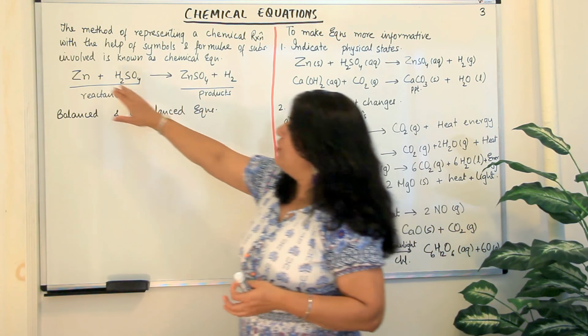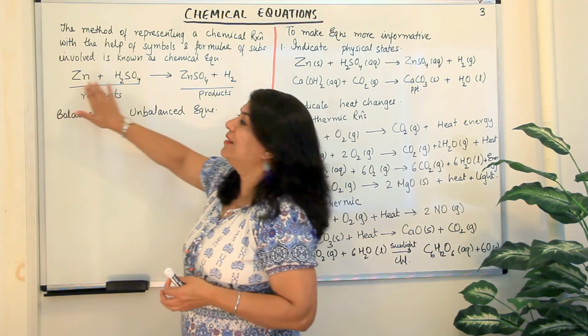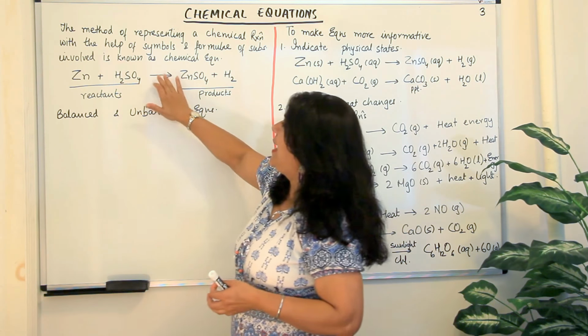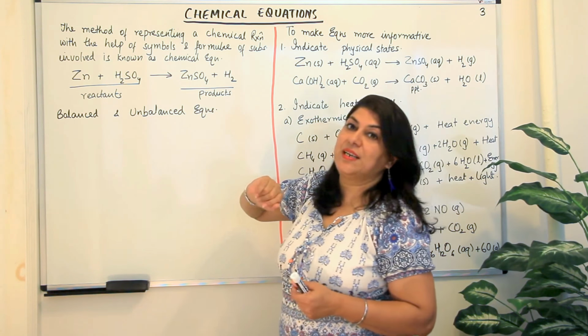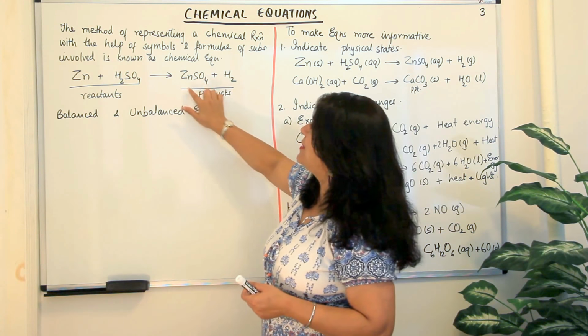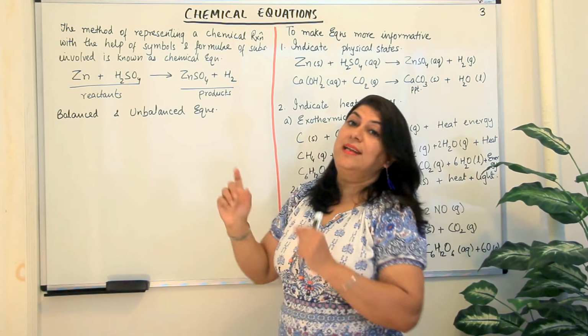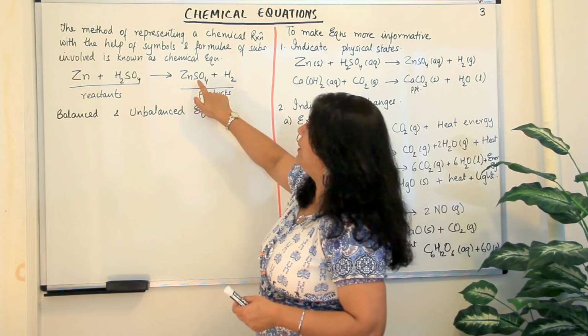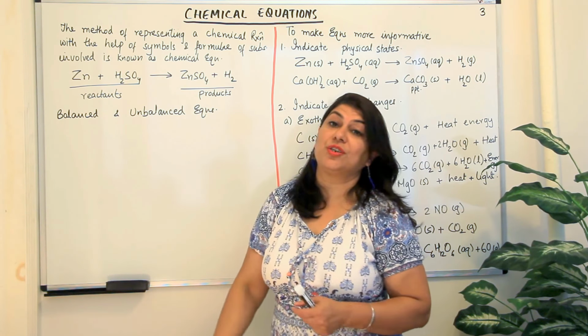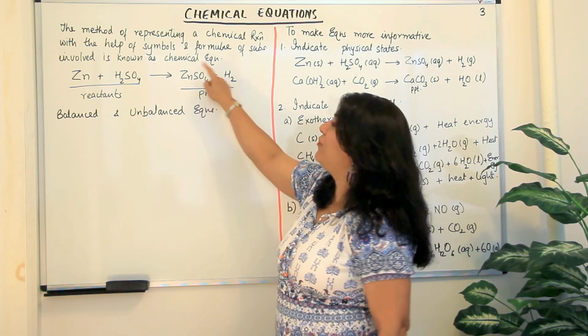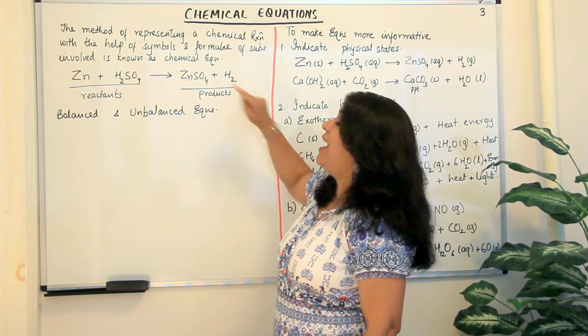So what did we do? We used the symbol for zinc, the formula for sulfuric acid, and we got zinc sulfate. Now is zinc sulfate a symbol or a formula? We have zinc, sulfur, and oxygen in certain ratios: 1 atom of zinc, 1 atom of sulfur, 4 atoms of oxygen. Together they make the formula of zinc sulfate. And then we have hydrogen.